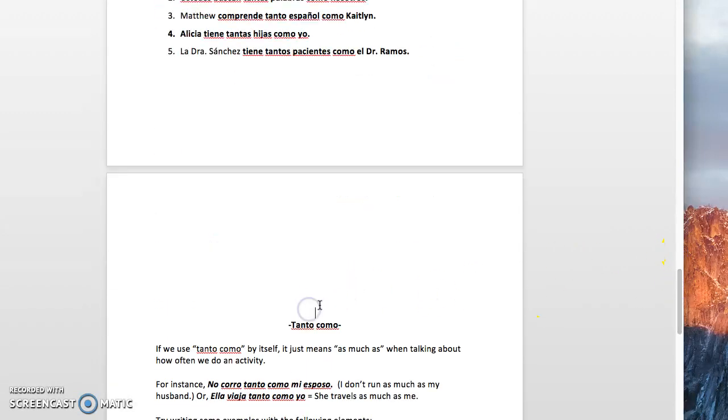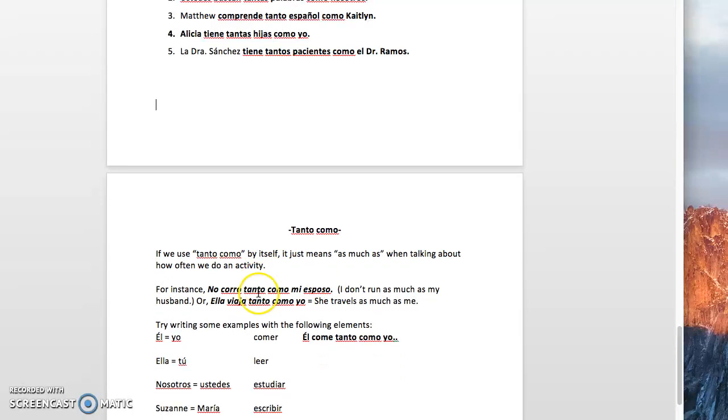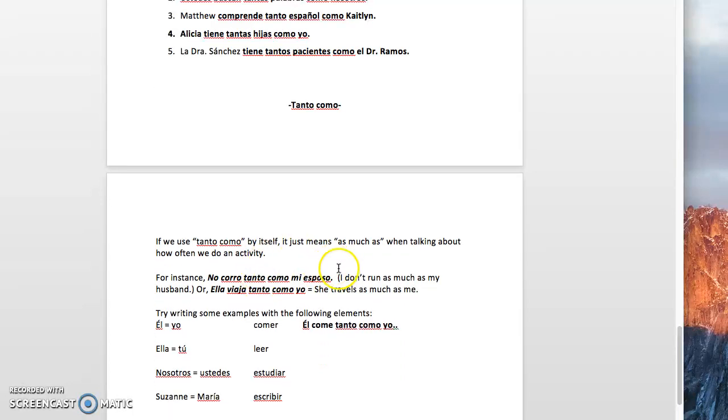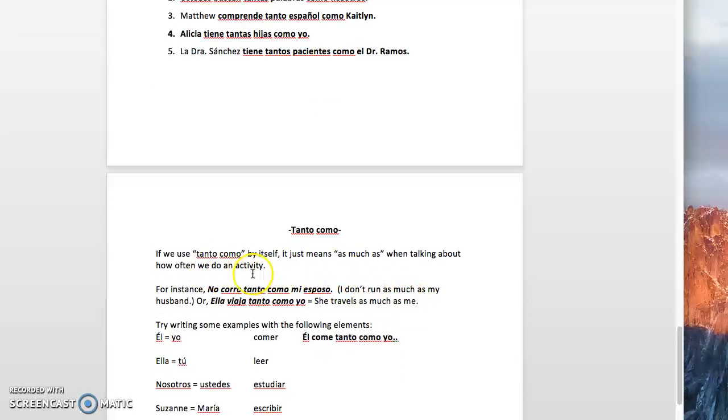Okay, lastly, we have tanto como. If we use tanto como by itself, it just means as much as when talking about how often we do an activity. For instance, no corro tanto como mi esposo. I don't run as much as my husband does. Or ella viaja tanto como yo. So ella y tú, if we use the verb leer, she reads as much as you. Ella lee tanto como tú.